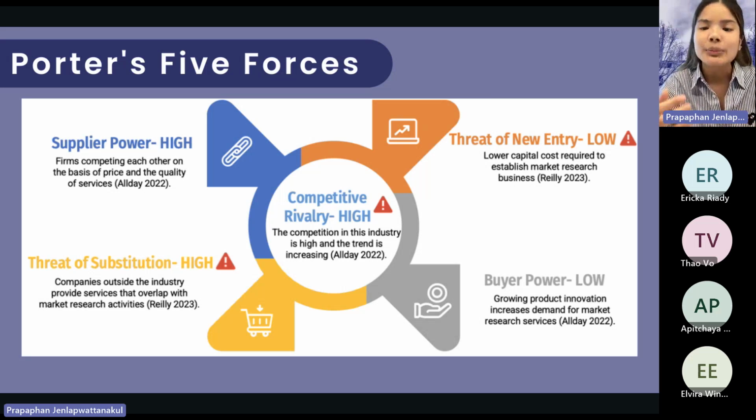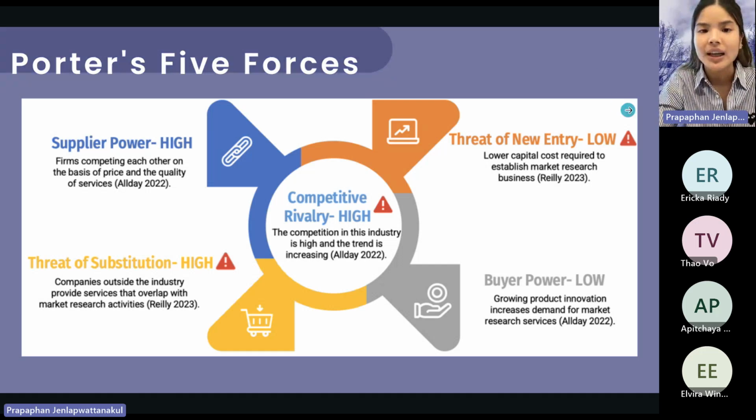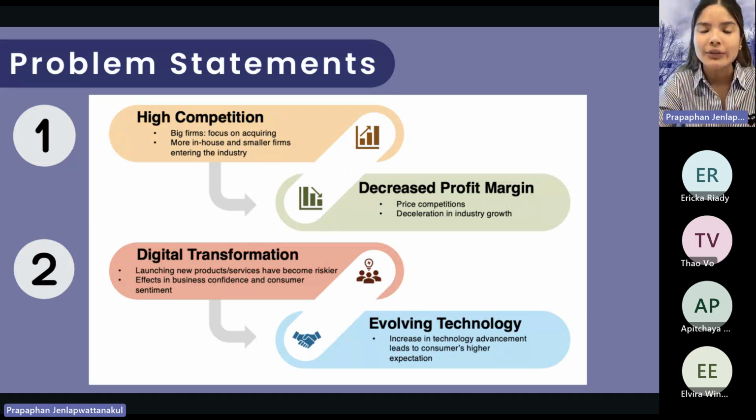Many companies are now providing in-house market research teams, and also many businesses are providing services that overlap with market research activities. And the third point is that the entry barrier is low. This is due to many startup firms already having existing connections or clients, which makes it easy for them to enter the market. And from all the information that we have, we've then developed 2 problem statements that fall within the themes of competition and technology.